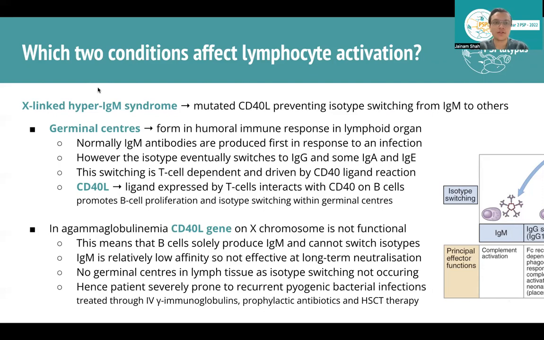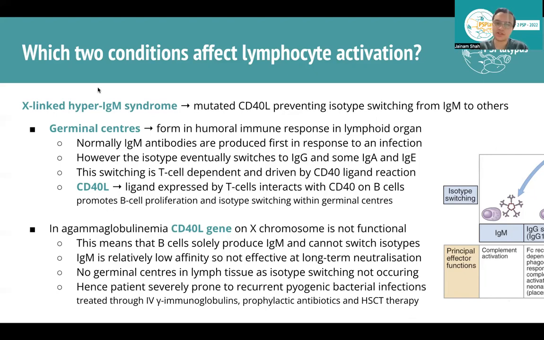Some background things to know are the concept of a germinal center. So it forms in humoral responses within lymphoid organs. Normally what happens is that IgM antibodies are launched first, as I said, in response to any infection, but then you need to switch often to IgG, and in some cases you might switch to IgA, such as in the respiratory tract, or IgE. And this switching is T cell dependent. So T cells are very, very important for a lot of things. Specifically in this case, you need to have the CD40 ligand reaction happening.